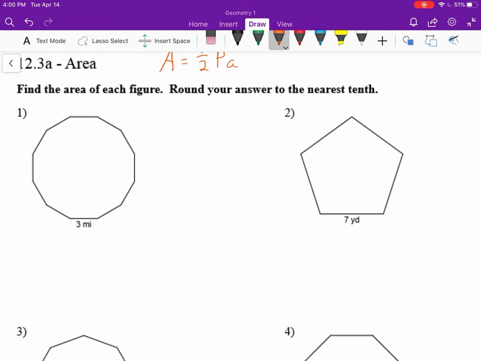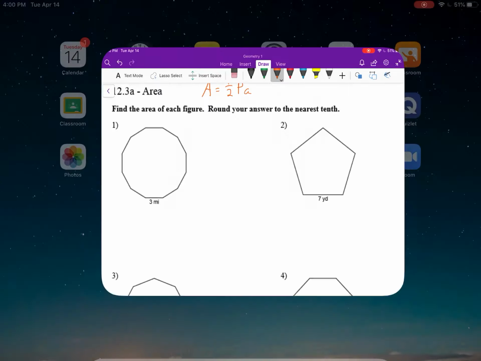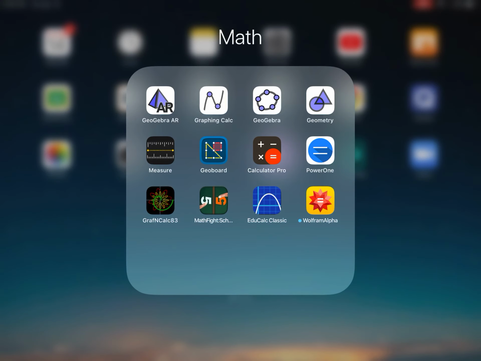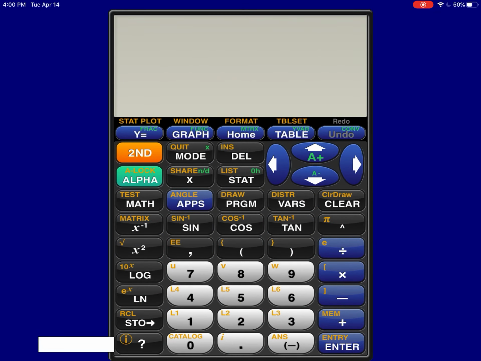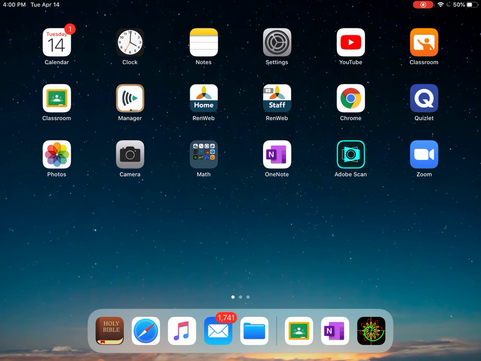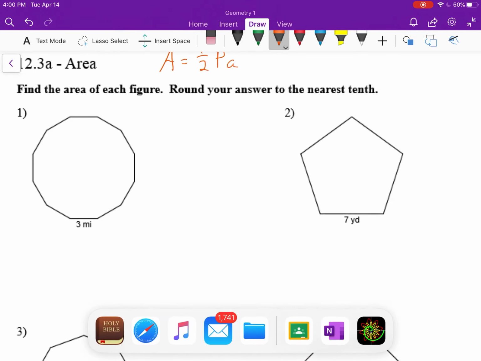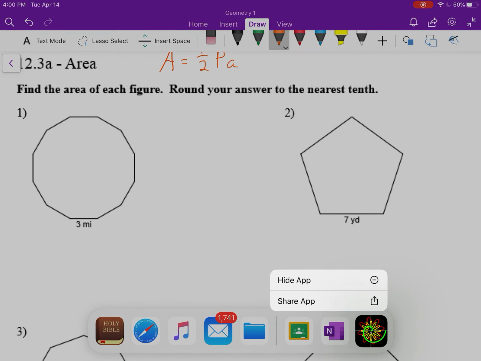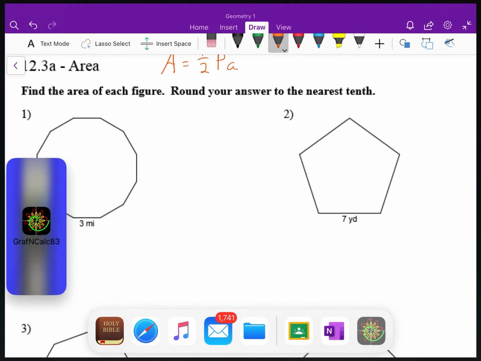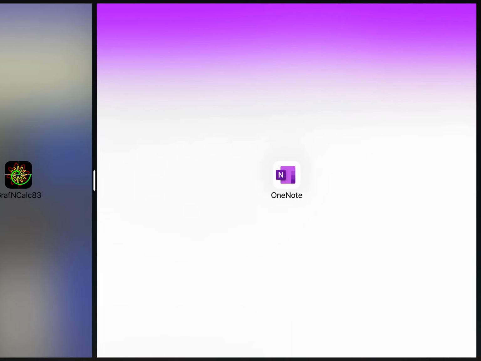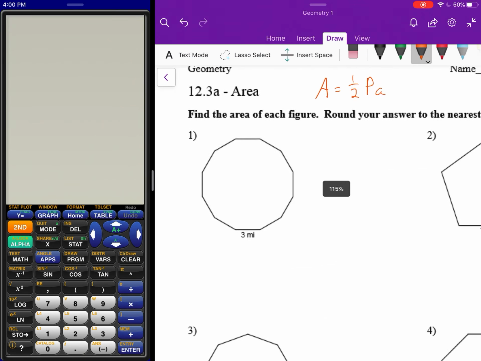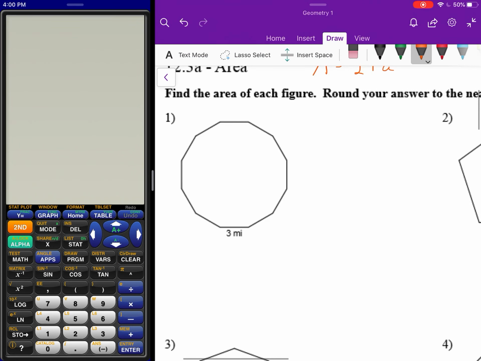So looking at number 1, find the area of each figure, round your answer to the nearest tenth. We're going to end up needing a calculator here. So that's what I'm doing now. There we go. We don't need it quite yet, but now it will be there for when we need it.